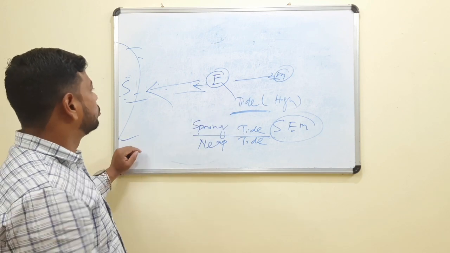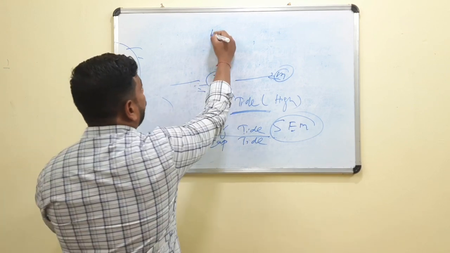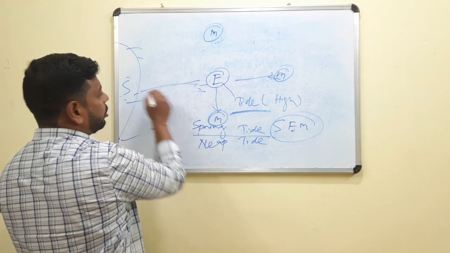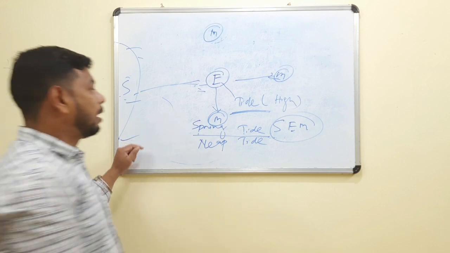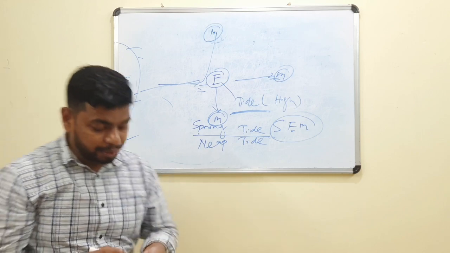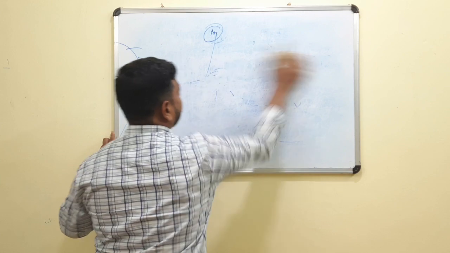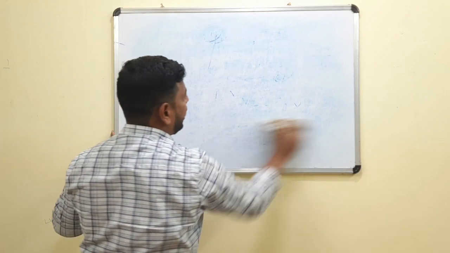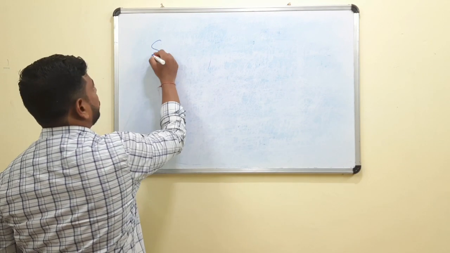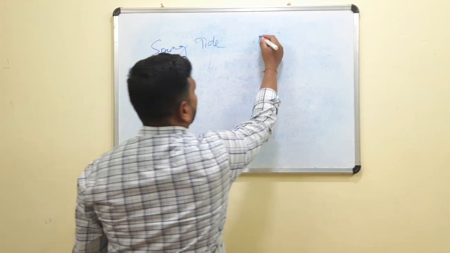Neap tide is when the earth is here, the sun is there, and the moon is here, in opposite directions, so the pressure decreases. Clear? So we have to note the difference between spring tide and neap tide.